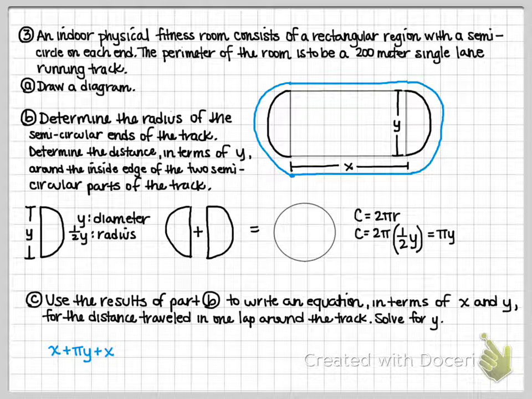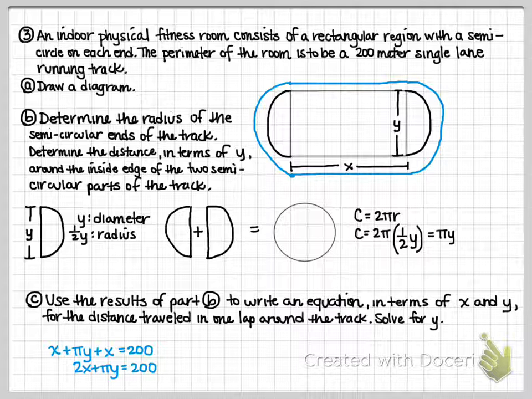But back in the given information, it says that the perimeter of the room is to be a 200 meter single lane running track. So this better be equal to 200. Then if I combine like terms, I'm going to get 2x plus pi y is equal to 200. So that's the first thing that it asked me to do, write an equation in terms of x and y. All right, done. Now I need to solve for y.